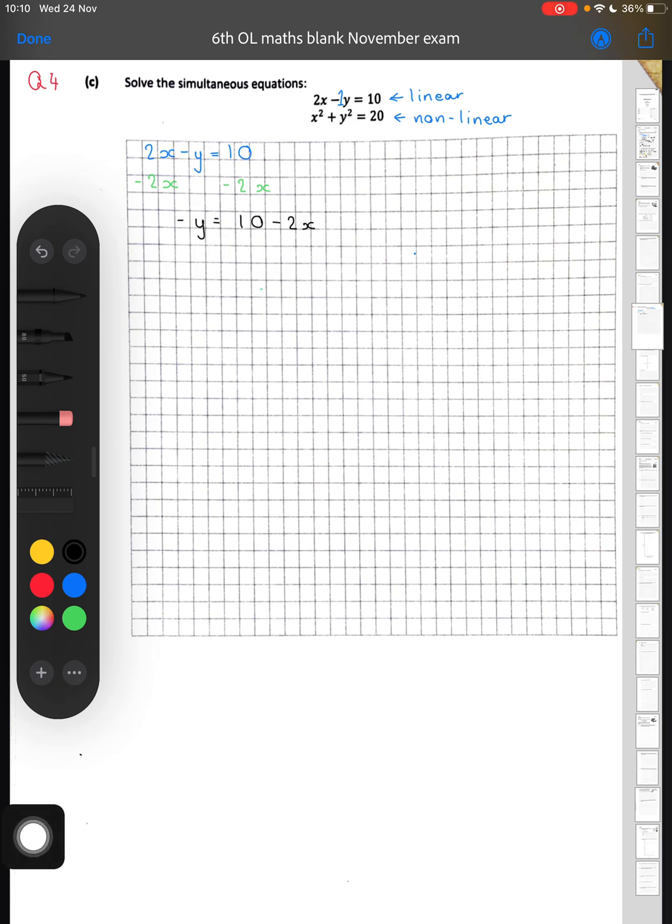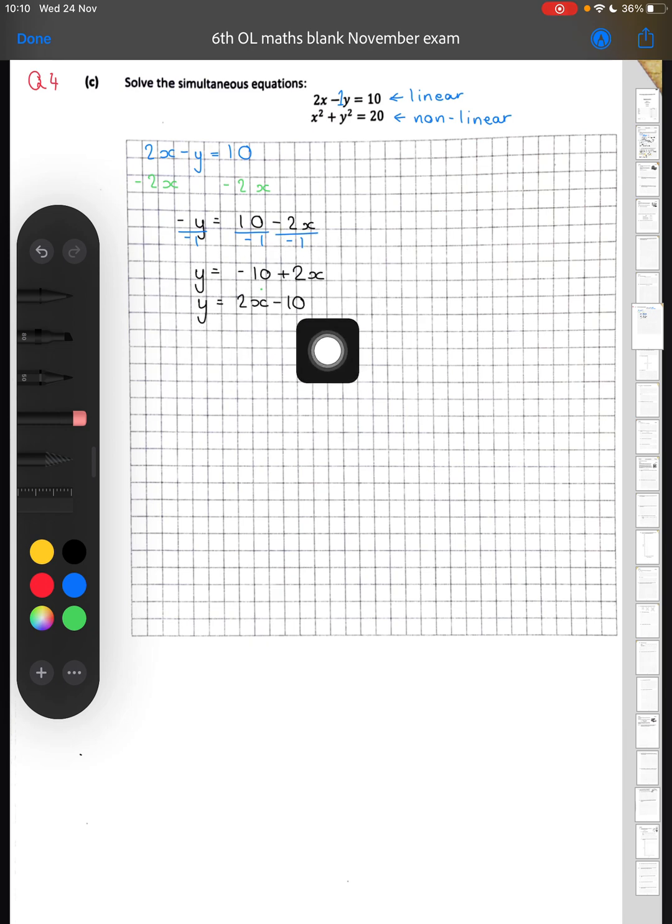Okay, I don't want minus y, I want plus y. So I'm going to divide by minus 1. If I divide by minus 1, I have to divide everything by minus 1. Then I'll be left with y is equal to minus 10 plus 2x. I can also write that as y is equal to 2x minus 10. Whichever way you want to write it is perfect.